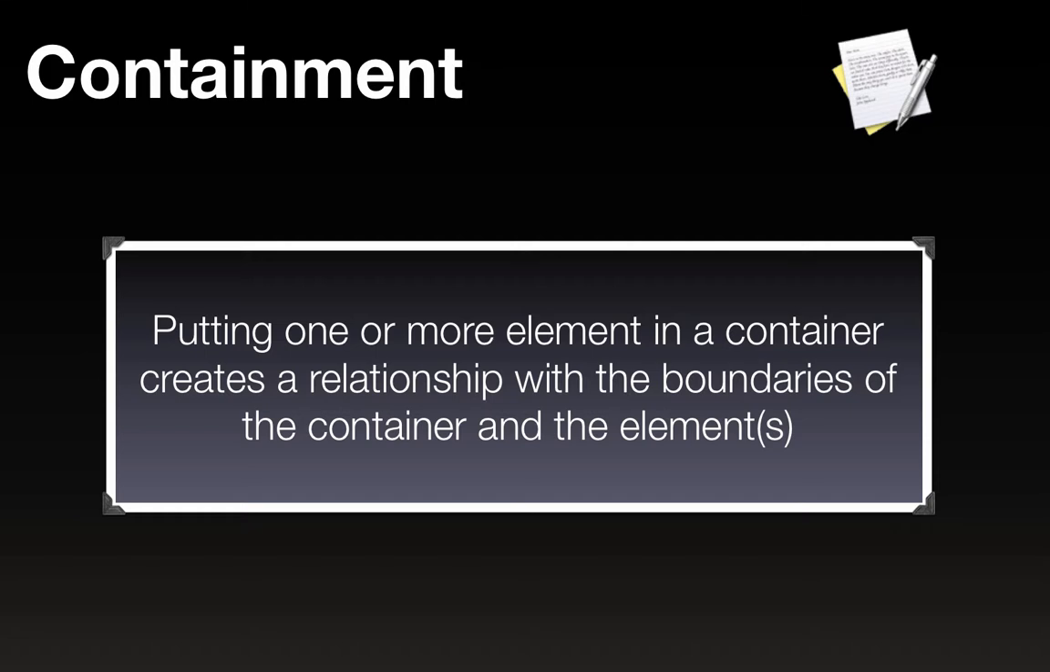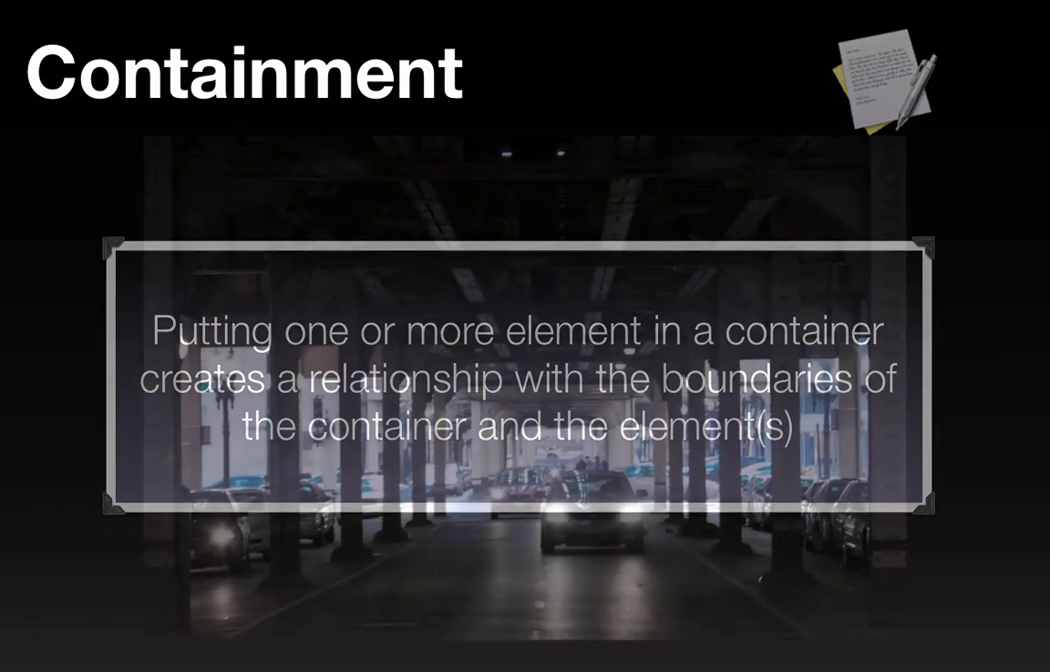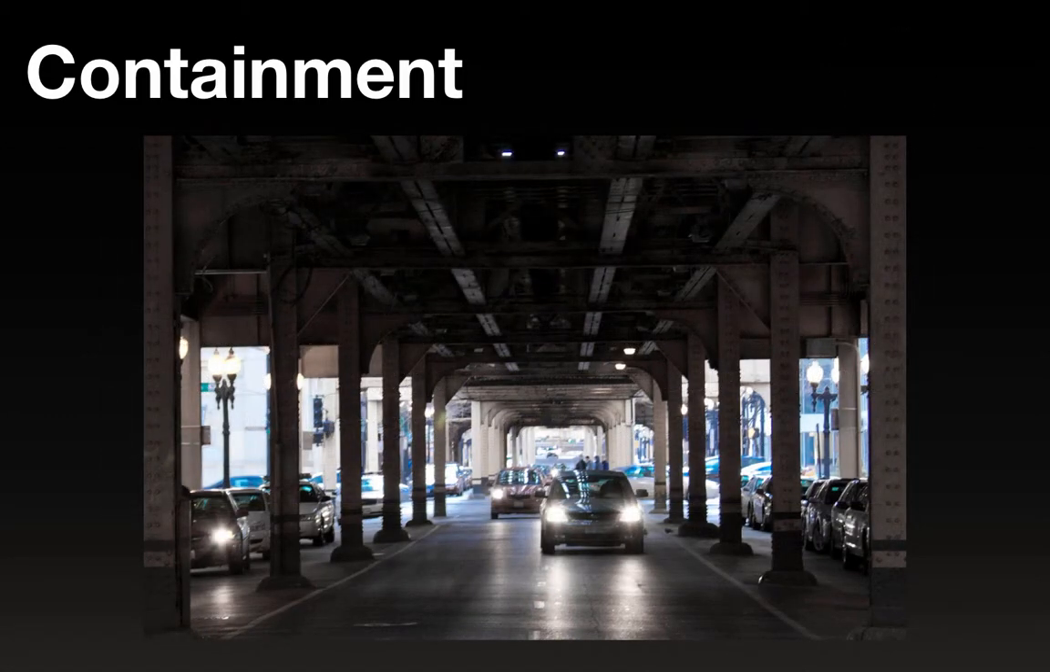Containment. Very simply put, it's putting an element in a container or putting an element in a frame. That's going to create a relationship with the boundaries of the container and the elements within it. Things are going to happen there. So, for example, another Chicago shot. I was zoomed in a lot. I'm not about to get run over. I'm not crazy or anything. But yeah, this is obviously under the L, and the pillars for the L provide a frame for these car subjects and those people walking in the background.